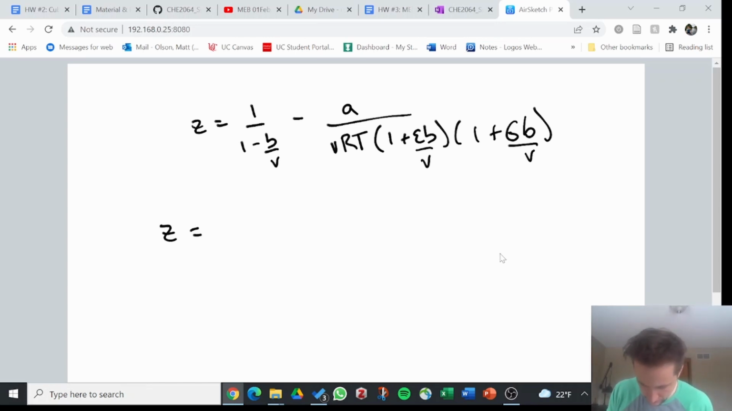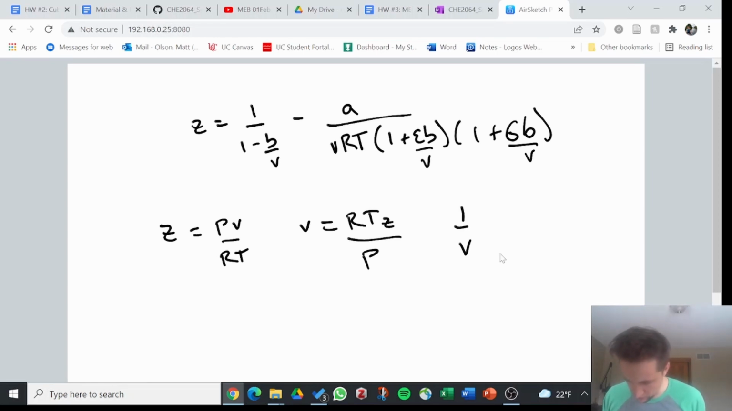So knowing that Z equals PV over RT, we know that V equals RTZ divided by P. And also, if need be, 1 over V equals the reciprocal of that, RT over Z. So let's go ahead and now use substitution. Let's substitute V back in everywhere we see V here. And so that is going to keep fattening out this equation here.